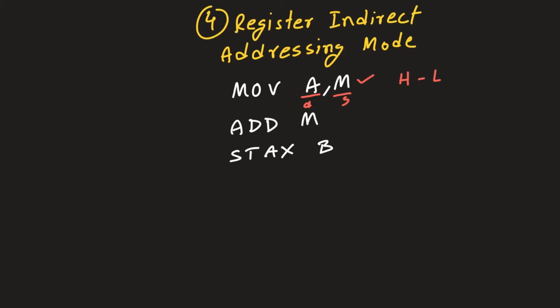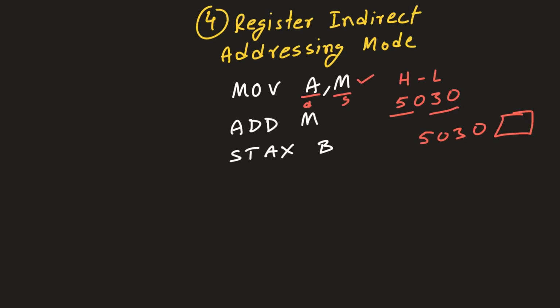Let's assume that the content of the HL pair is 5030. H has 50 and L has 30. When this instruction is executed, the content of memory location 5030 will be transferred to the accumulator.